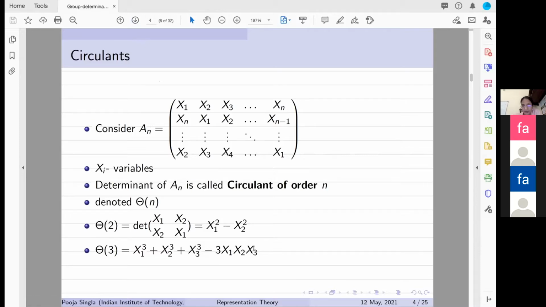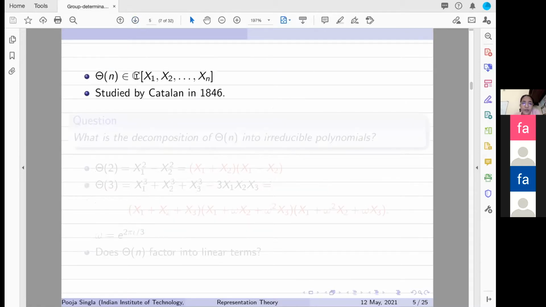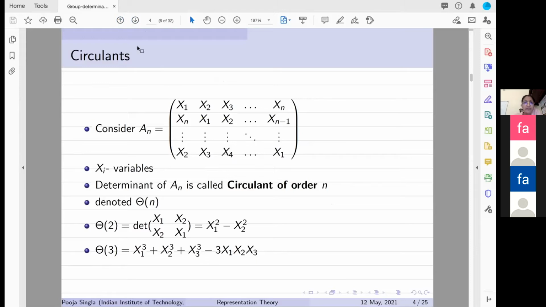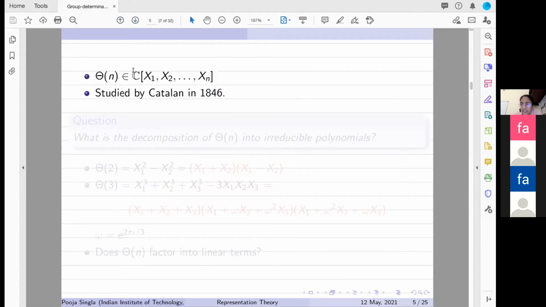Now I'm going to think of this theta n as a polynomial in the variables x1, x2, up to xn. You can do this with coefficients over any field, but I'll be keeping it over C, the field of complex numbers. So I'm thinking of theta n as a complex polynomial with variables x1 through xn. This polynomial was studied by Catalan in 1846.